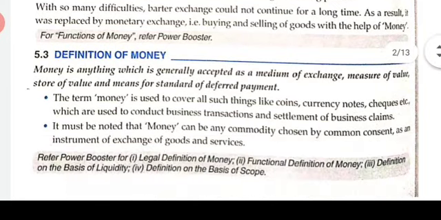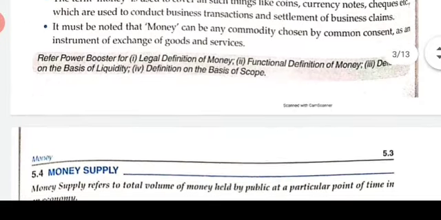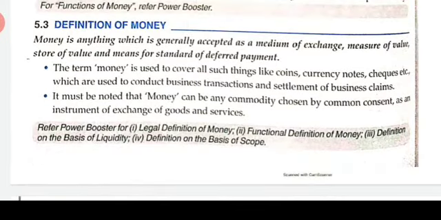Money is used to cover things such as coins, currencies, notes, checks, etc., which are used to conduct business transactions and settle business claims. It must be noted that money can be any commodity chosen by common consent as an instrument of exchange. It is chosen as a common thing that everyone is using as an instrument of exchange of goods and services. So these are the definitions of money.